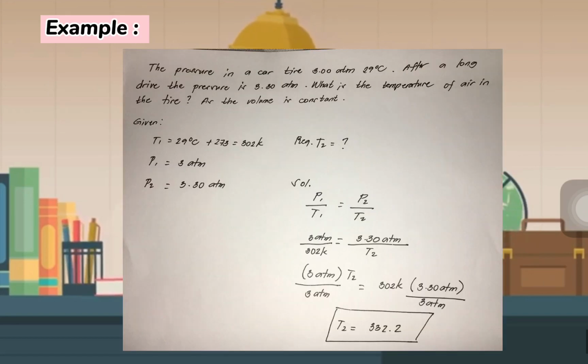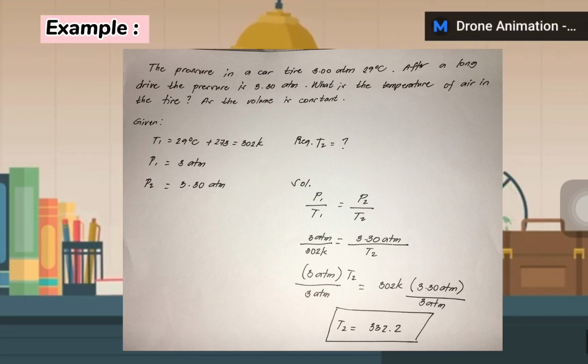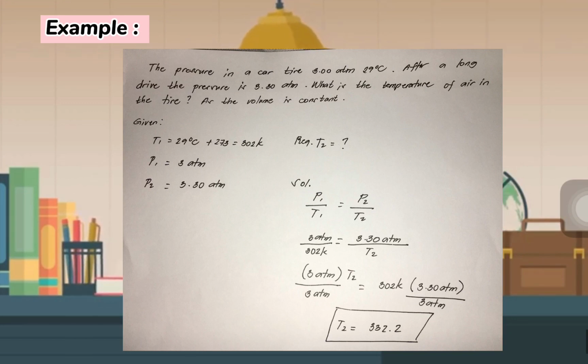For our third and final example, we have the pressure in a car tire of 3.0 atm at 29 degrees Celsius. After a long ride, the pressure is 3.30 atm. What is the temperature of the air in the tire as the volume is constant? Our given is first temperature is 29 degrees Celsius. So we will convert it to Kelvin. So plus 273 is equivalent to 302 Kelvin. Then our first pressure is 3 atm and second pressure is 3.30 atm. So we are finding our second temperature.